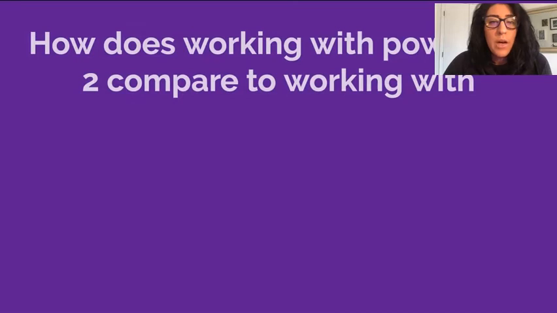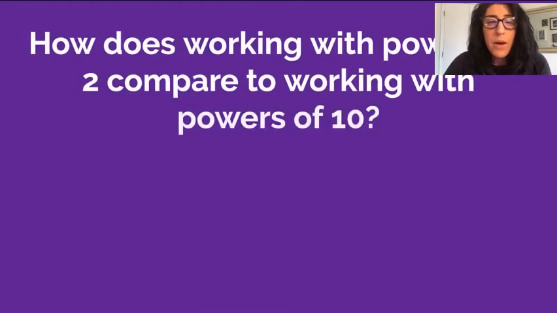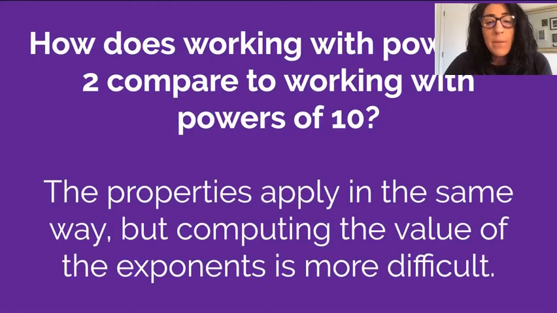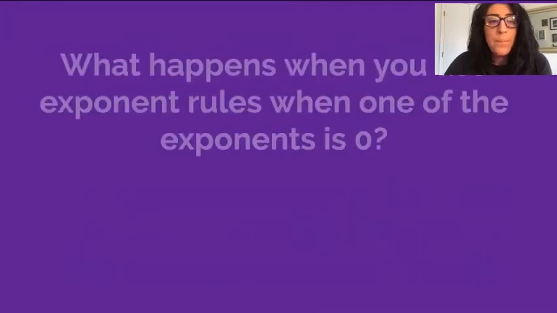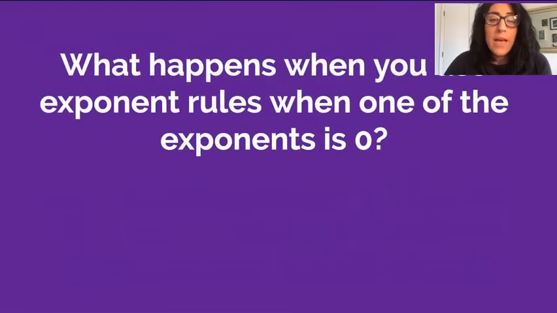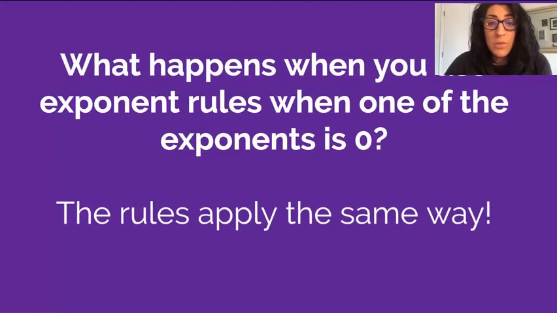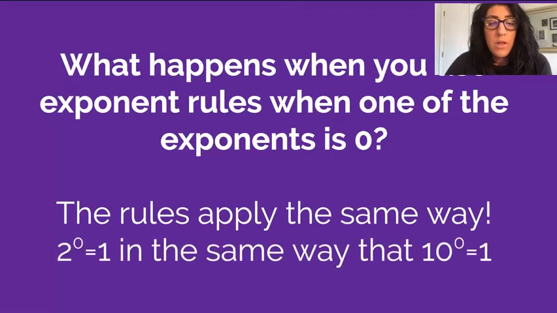So in following up, how does working with powers of 2 compare to working with powers of 10? So the properties apply in the same way, but computing the value of the exponents is more difficult. What happens when you use exponent rules when one of the exponents is 0? The rules apply the same way. So when that exponent is 0, we said that it's equal to 1. You can see this here, how they relate.